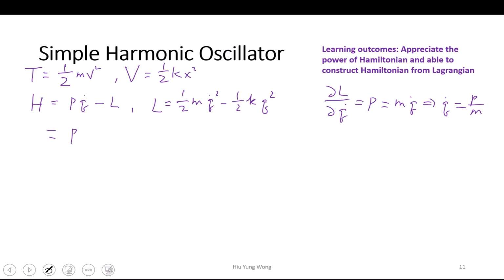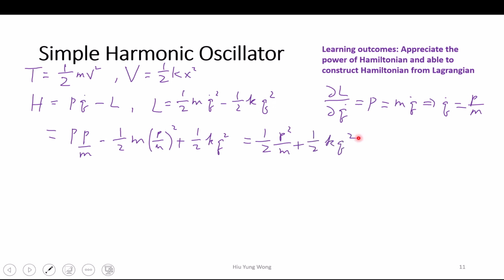So I do the substitution. P times P divided by M for the first term. Then subtract the Lagrangian, half M, and I don't want Q dot again, so I substitute P divided by M, squared, and then plus one half kq squared. Now this is the right form for the Hamiltonian because I have Q and also P. Rewriting it, this is P squared over M minus half P squared over M, so half P squared over M plus one half kq squared. This is the kinetic energy and this is the potential energy, so after all this they are still the same.